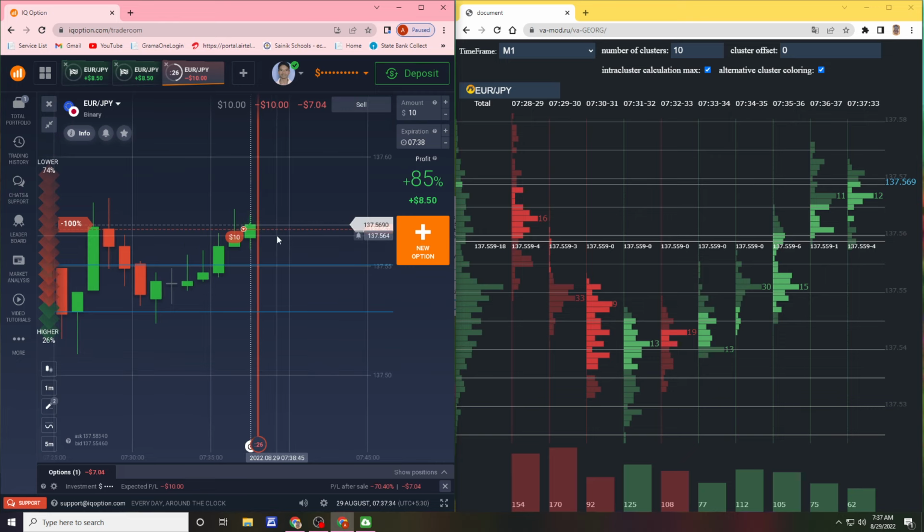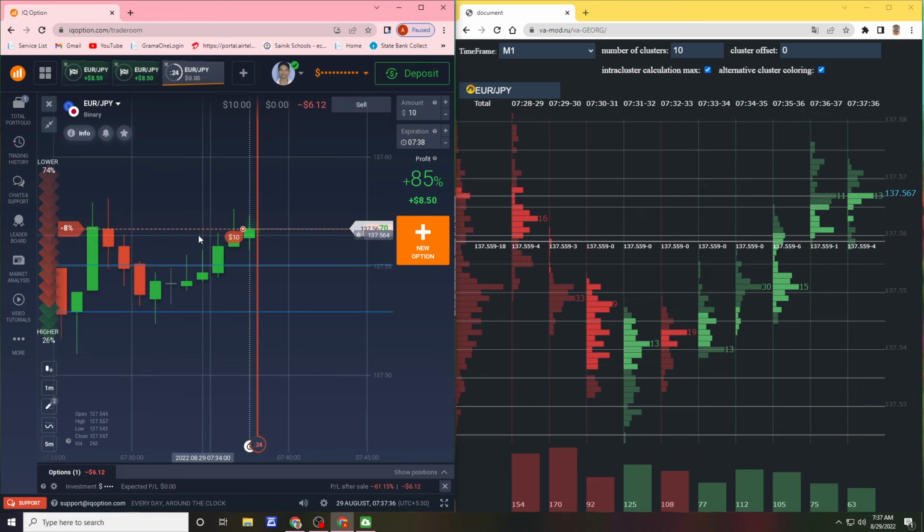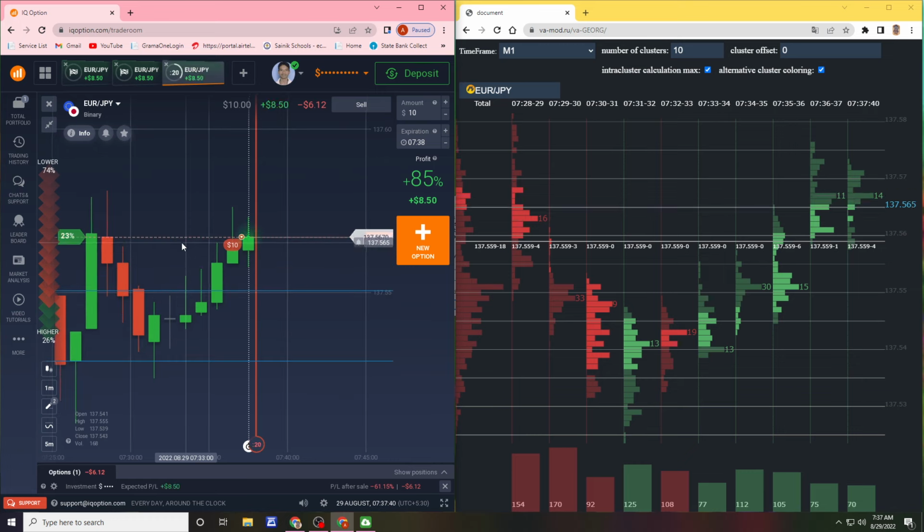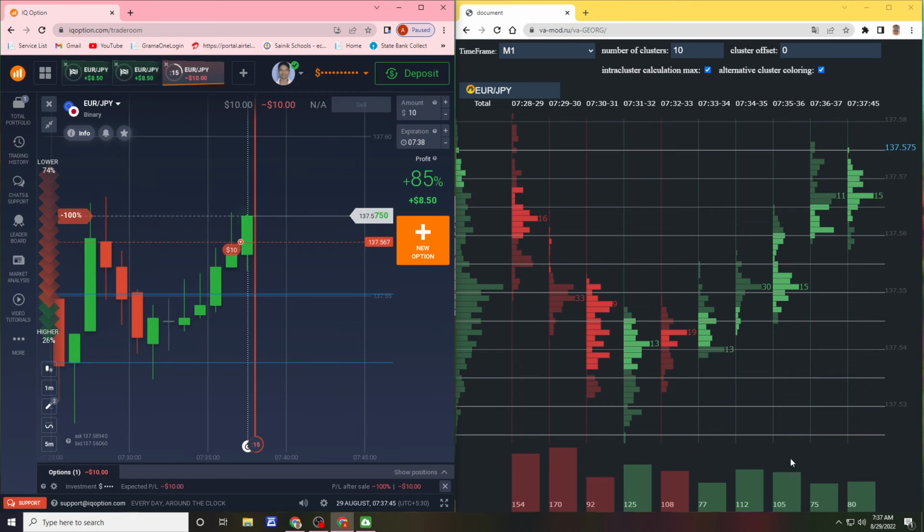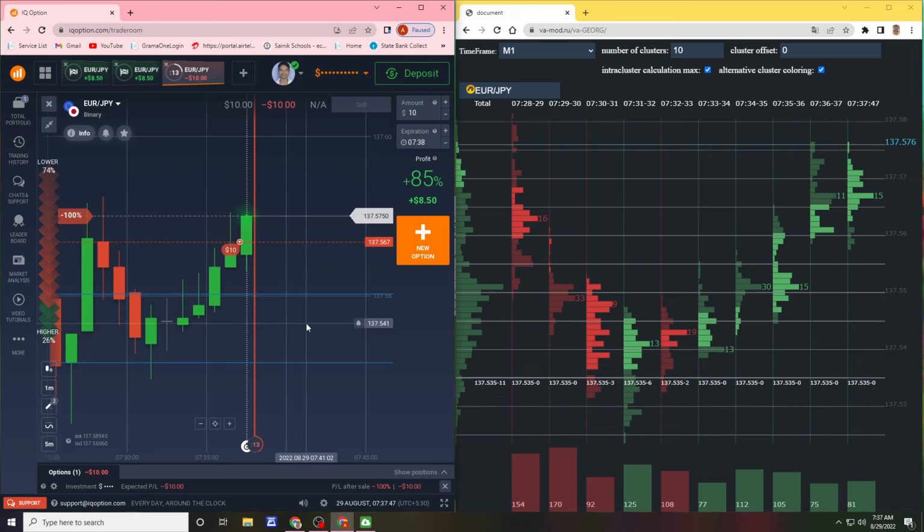There is extra confirmation here. The buyers will close exactly at this wick; the wick is not broken yet. That's why I will go with the sell option. There is also a volume divergence, but I think the buyers are still strong.